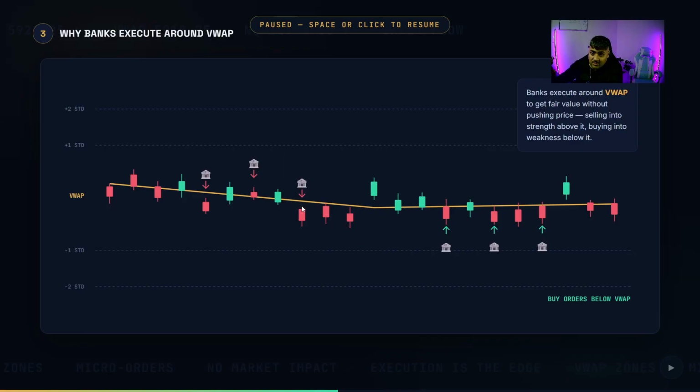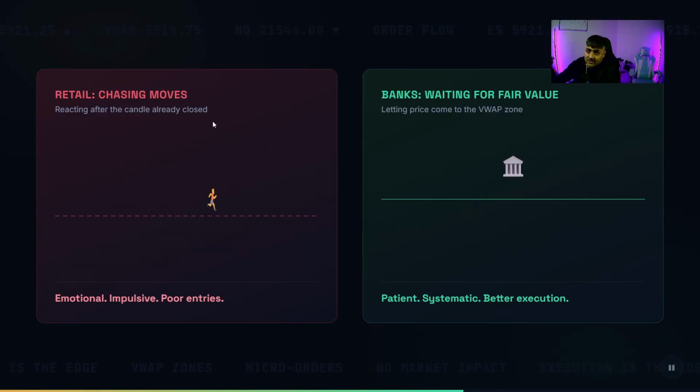That's why around VWAP price is chopping around so much, because all these algorithms are trying to get their orders in, and they're trying not to push price up or down too high. Retail guys are chasing moves and reacting after every candle that's closed. They're emotional, impulsive, with poor entries. Banks are patient, they wait, they let price come to them around the VWAP zones. They're patient, systematic, and have way better execution, regardless of whether they have 100 million or 200 million to deploy.